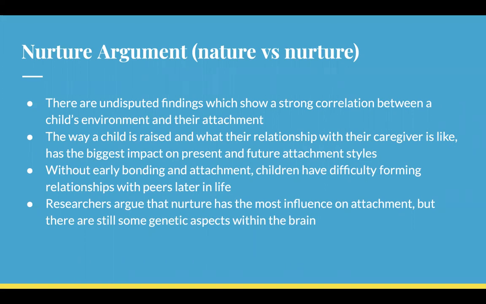Whatever their relationship with their caregiver is usually depends on what their infant attachment style is and greatly affects their romantic attachment styles later as adults. Without early bonding and attachment, children have difficulty forming relationships with peers later in life. And the quality of these childhood relationships also greatly affects the child's idea of attachment. So this early bonding needs to be good quality, or else they're going to have problems with their relationships with their peers way later in life.